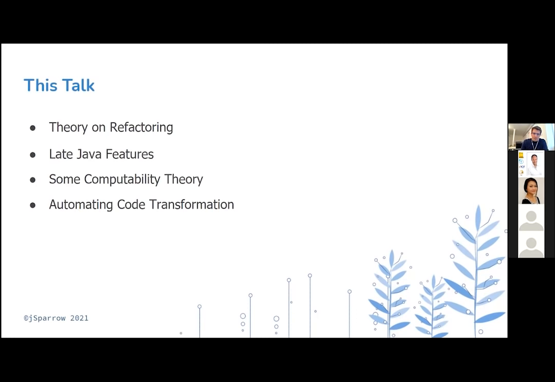At the end, I will have a look at the challenges that one might face when deciding to write a tool for doing automatic code transformation. And when doing that, we also should keep in mind some computability theory.